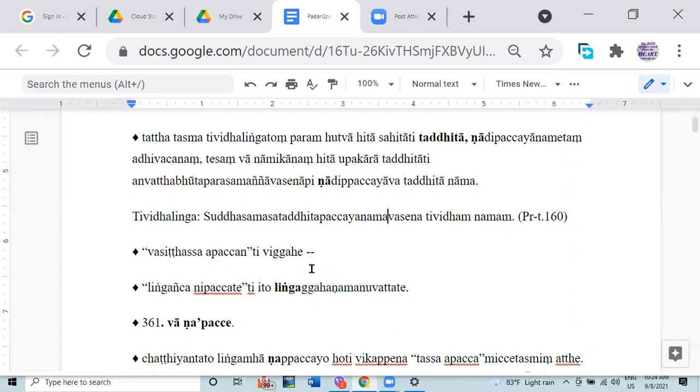So Taddhita paccaya nama is a compound, you know. So what type of compound? And then we have two compounds, Taddhita paccaya and then Taddhita paccaya nama.